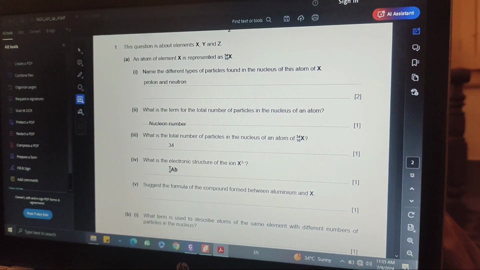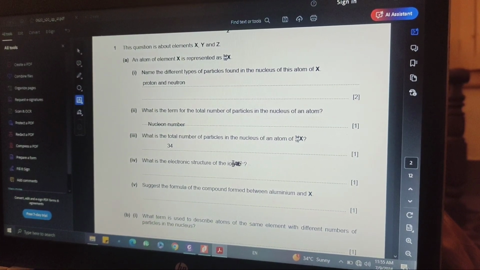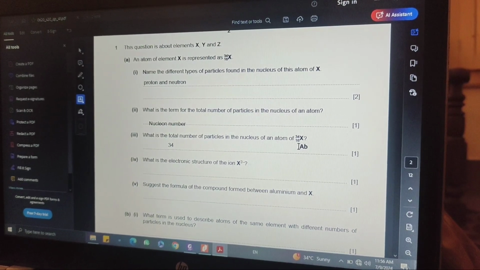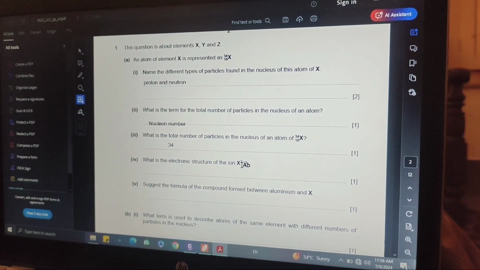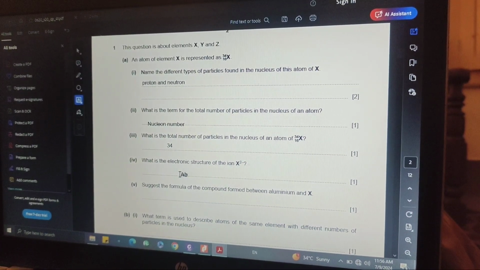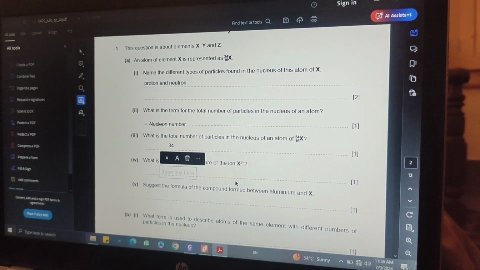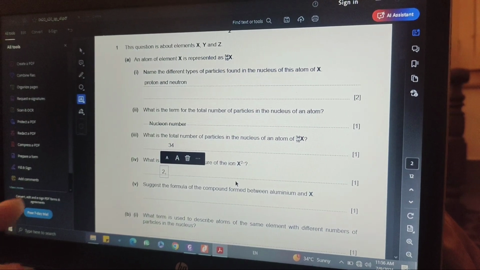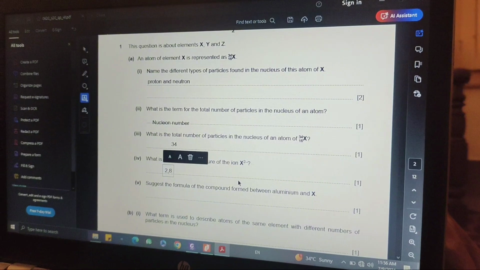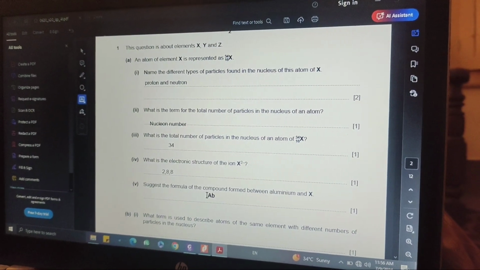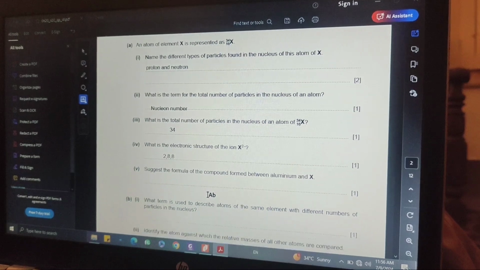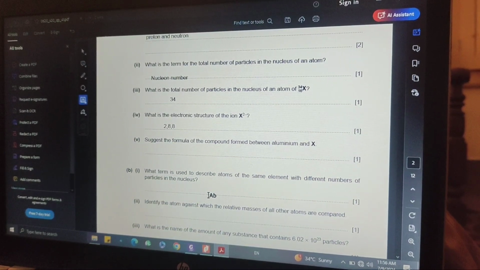And then what is the electronic structure of the ion X minus 2? So having a negative 2 charge means it has accepted 2 electrons from the neutral entity, and the number of protons is equal to the number of electrons. So here the number of electrons was 16, and with negative 2 charge they have become 18. So while writing the electronic structure, we'll be considering this negative 2 charge as well, and so it will be 2, 8, and 8.